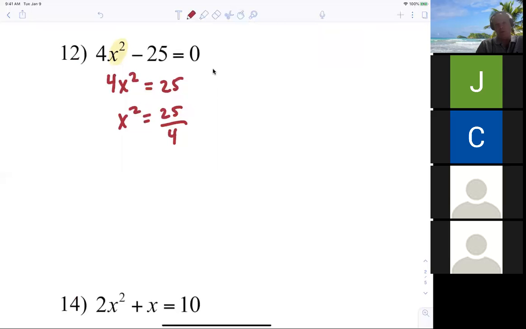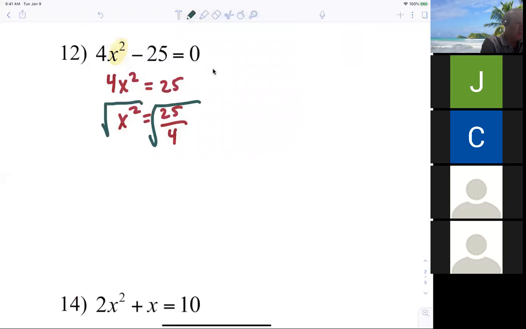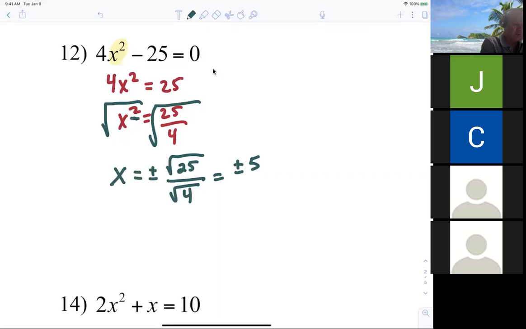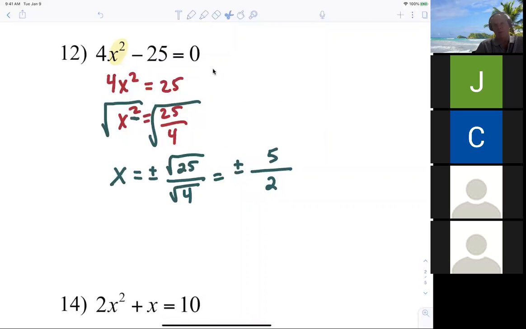Anybody have any questions? All right, so now from there, to solve a square, we take the what? Square root of both sides. Now, remember, when you take the square root of a variable, it's plus or minus. So x is equal to plus or minus. Now, the way I want you to think about 25/4 is this. So you would say plus or minus square root of 25 is 5, square root of 4 is 2. Okay, so there's your answer. Now, technically, it's not a big deal, but usually we write it like that. Anybody have any questions?